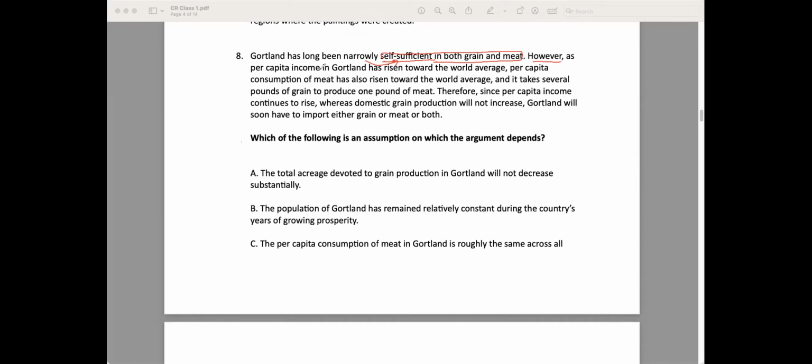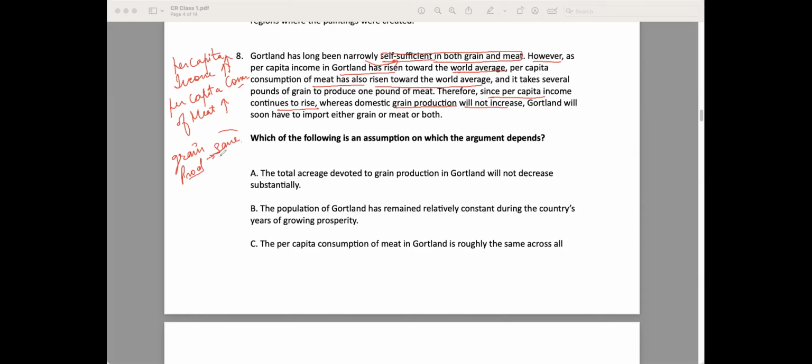However, as per capita income in Goatland has risen toward the world average. So per capita income is increasing. Per capita consumption of meat has also risen towards the world average. Okay, so per capita income is increasing. So per capita consumption of meat is also going up. Therefore, since per capita income continues to rise, this will keep happening. Whereas domestic grain production will not increase. So grain production will remain, let's say, same.